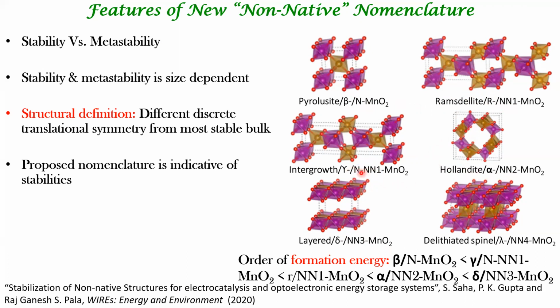This is an intergrowth structure between native structure and non-native 1. You can have non-native 3, which is an even higher energy structure. These are very important because they are layered structures. They can be delithiated spinel structures, which are referred to as non-native 4. So these are also going to be important in defining heterostructures. These are isomaterial heterostructures. What do we mean by isomaterial? It is just the same MnO2 in two different structures, here in this case, native and non-native structure.